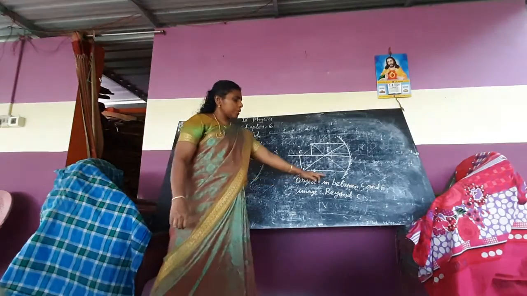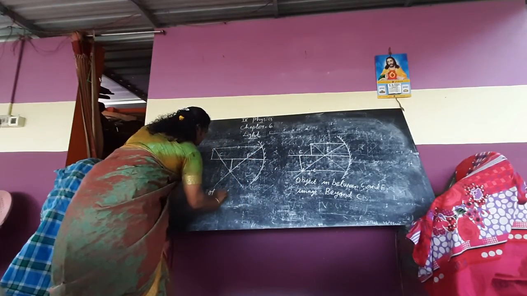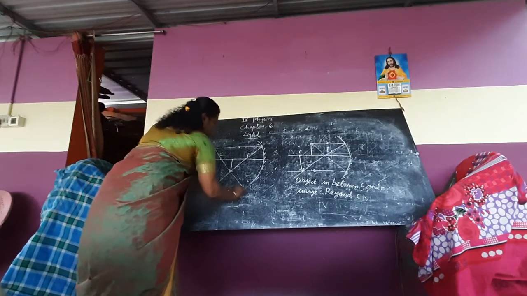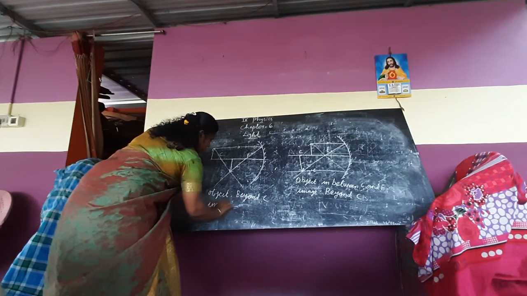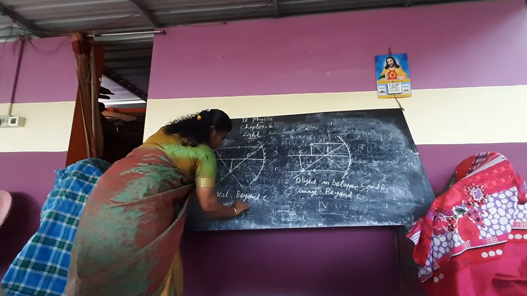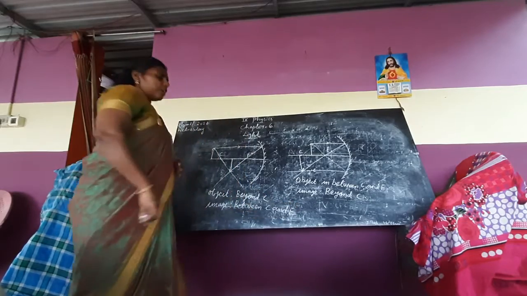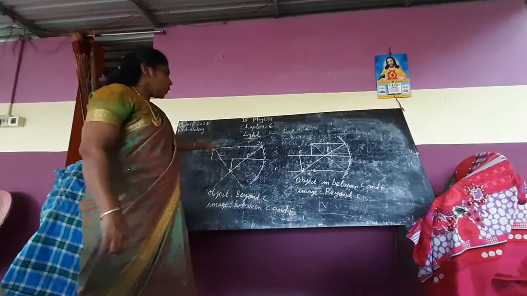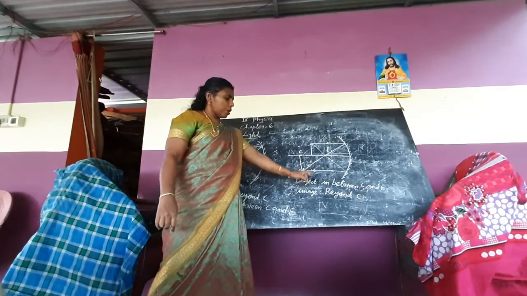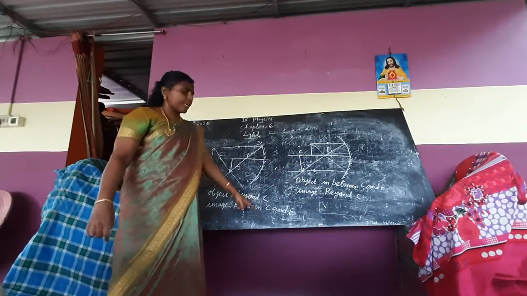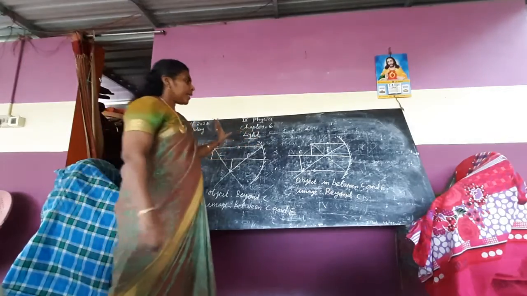Here, object in between C and F, image beyond C. Just opposite. So you can write here: object beyond C, image between C and F. Object beyond C, image in between C and F. Okay, so these two diagrams are just interchanged. Here object in between C and F, image beyond C. Here object beyond C, image between C and F. So this type of diagram is very, very important. The next diagram.